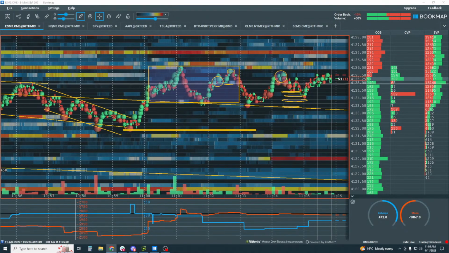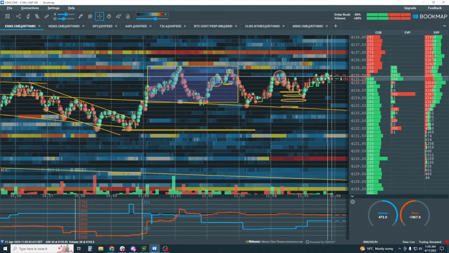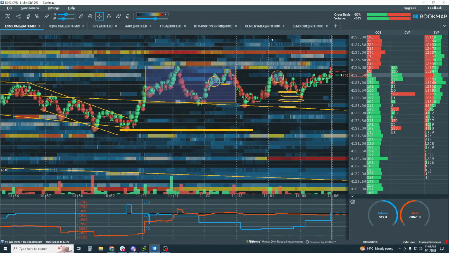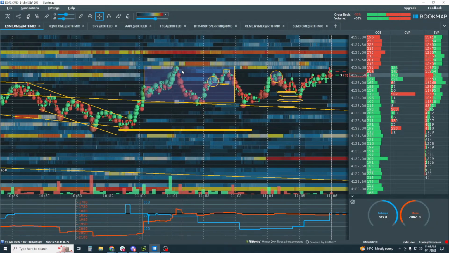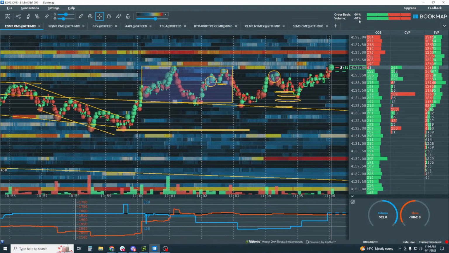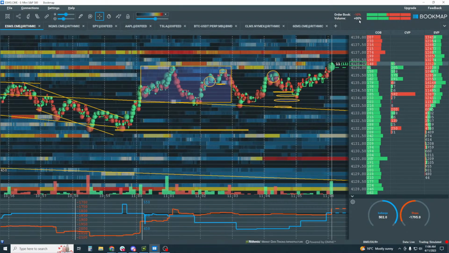The volume imbalance is really simple. It's just taking all of the volume within the viewable chart range and making a calculation, very much like CVD, and then outputting a percentage. Are there more buyers, more sellers?